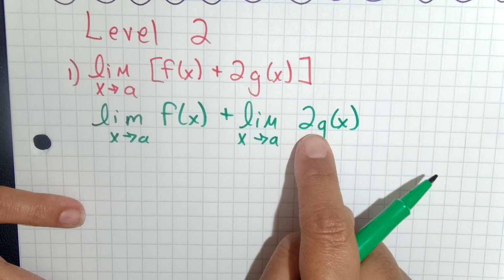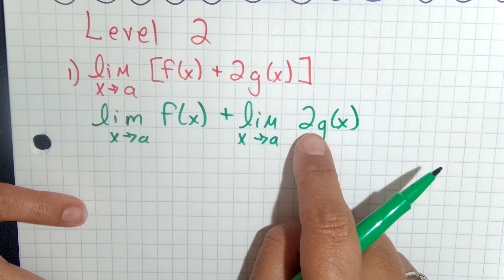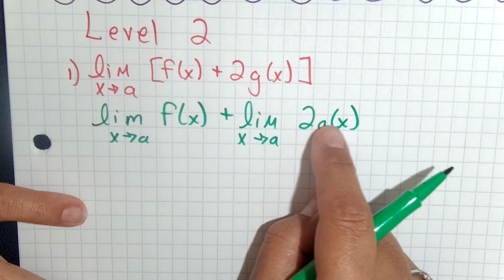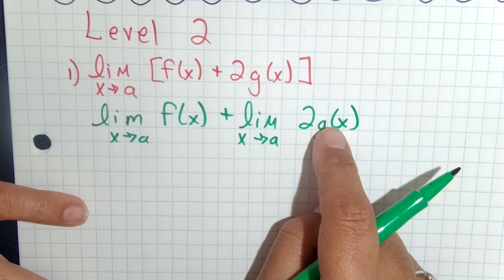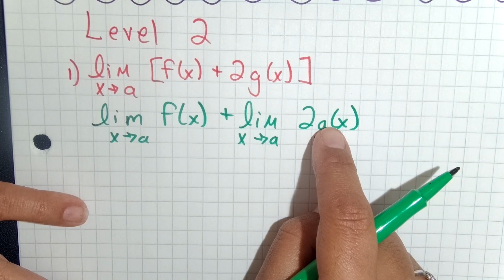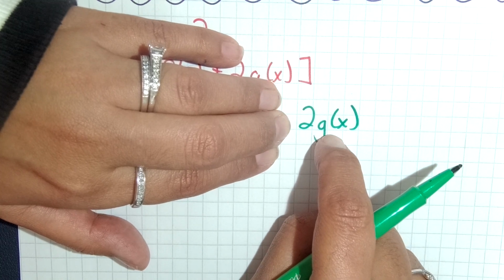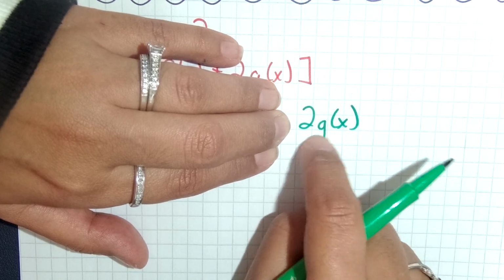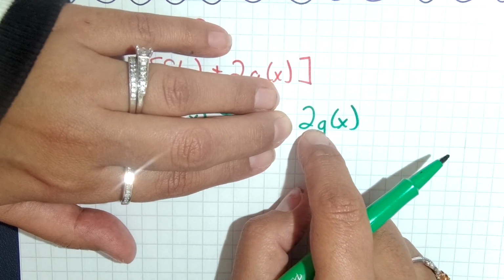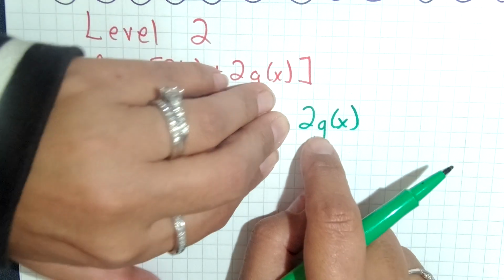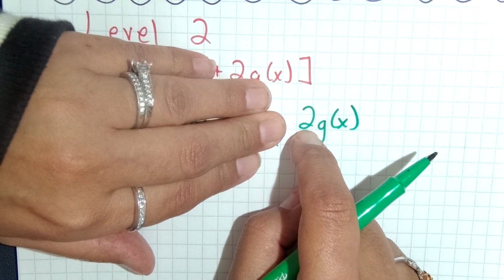What does this 2 mean? Okay, if we don't know. What is the operation going on between 2 and g of x? Between 2 and g of x. Multiplication. Okay, remember if there's no operation, the understood operation is multiplication. Okay? So when we have g of x, what do you think we're going to need to do? Multiply?